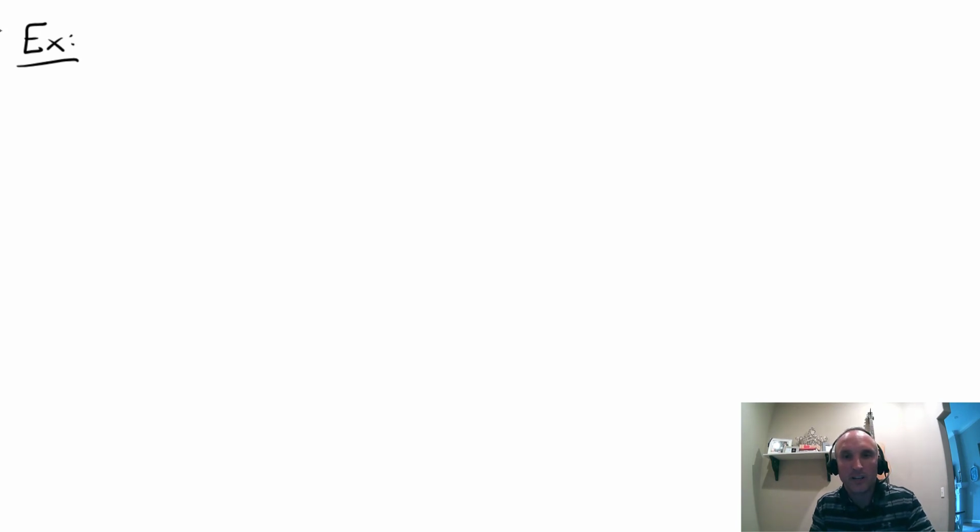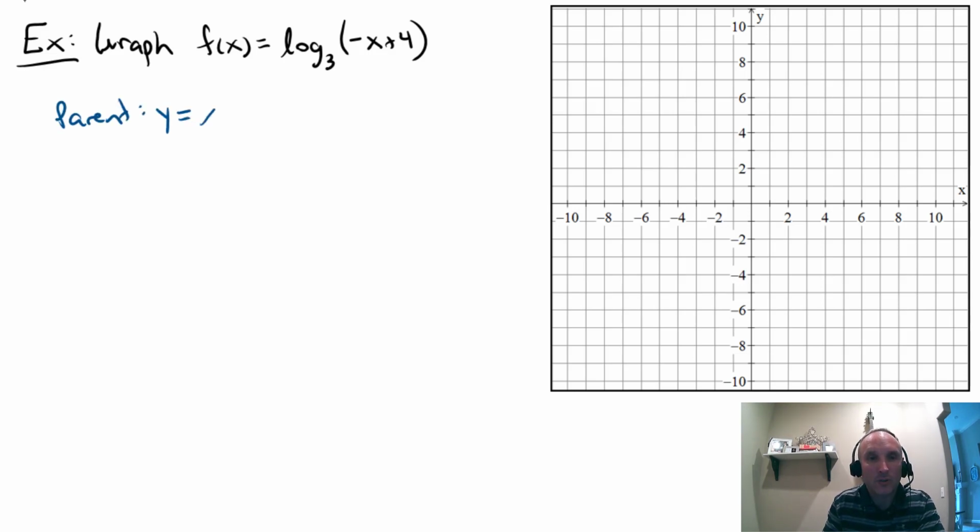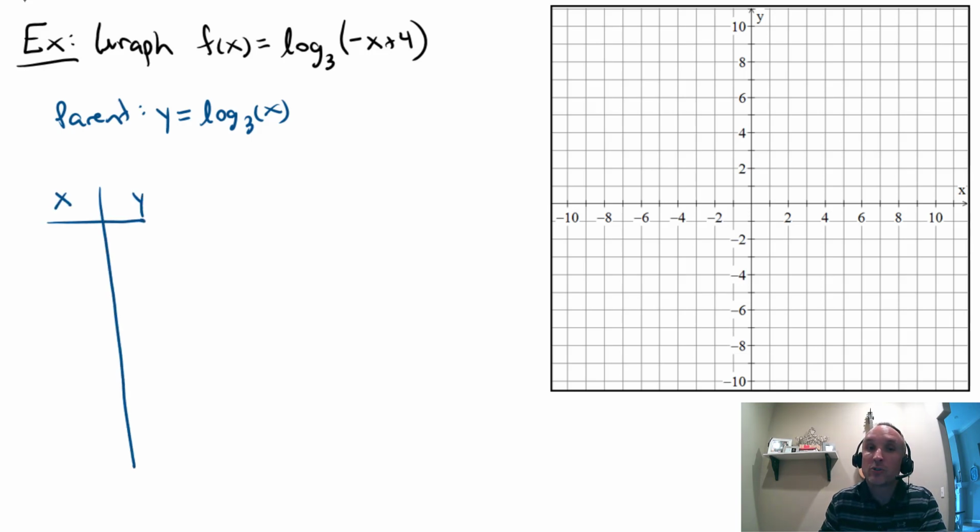And let's put a grid on here that we can use. Let's say we want to graph f of x equals log base 3 of (negative x plus 4). And so our parent function here is y equals log base 3 of just x. We need to generate the xy table for that parent function, or generate its graph, and then we'll do the transformations.